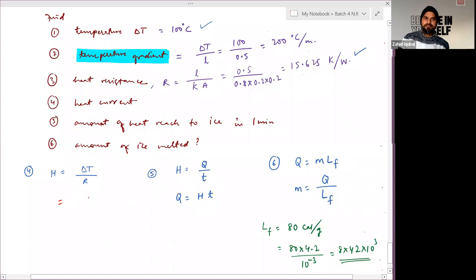Delta T is 100 divided by heat resistance 15.625. On solving, you'll get 6.4 watt. Next, the amount of heat reached to the ice end in 1 minute will be heat current multiplied by time, which is 60 seconds. So you'll get 384 joule.